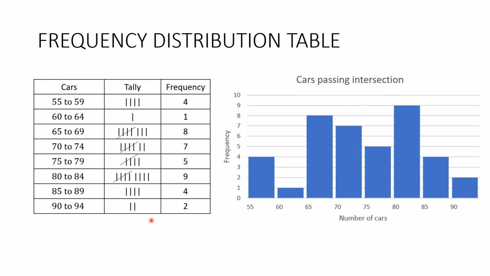So here's our frequency distribution table. Here are our groups, our tally, and our frequency, and here's our column graph. And you can still see the gaps between the columns because it's discrete data. This goes from 55 through to 59. There's no 59.5, for instance. The modal class is the tallest column, so that would be this one.